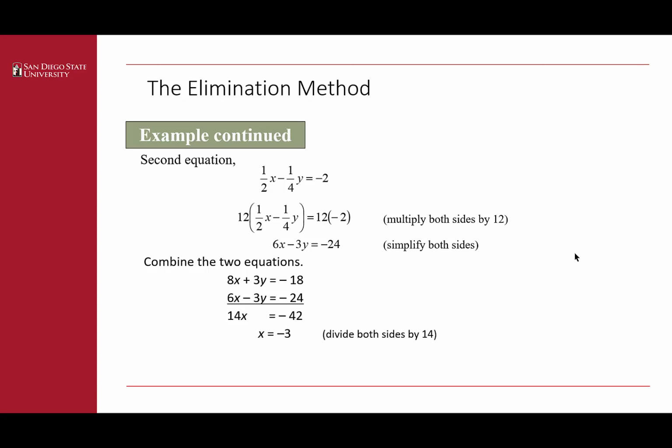Now we will combine these two equations by adding them together. And 8x plus 6x is 14x. 3y minus 3y is 0, so the y variable disappears here. And minus 18 plus minus 24 becomes minus 42, and x is resolved as minus 3.